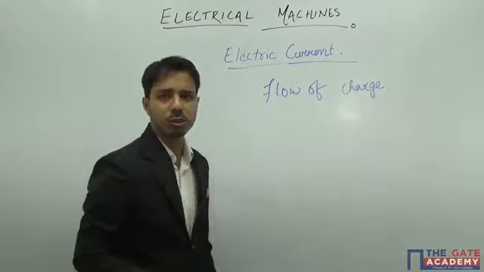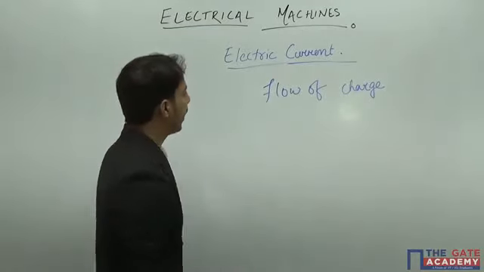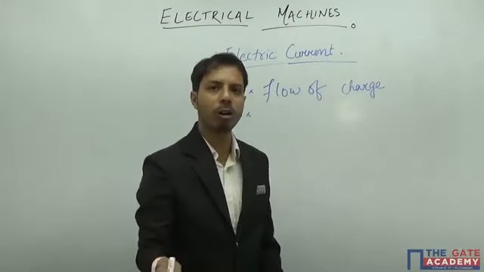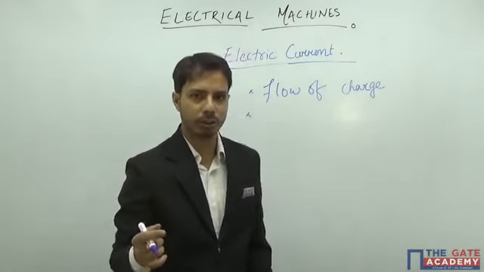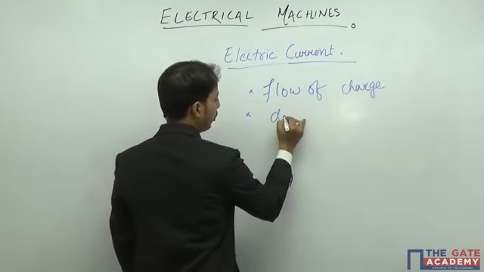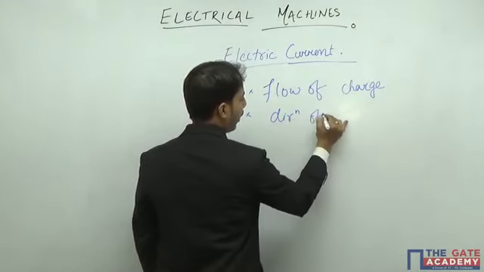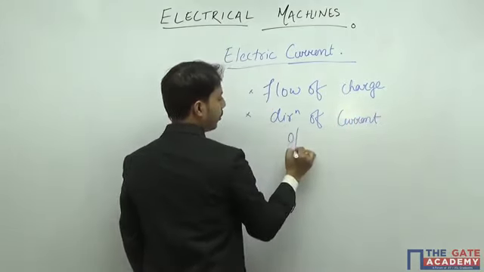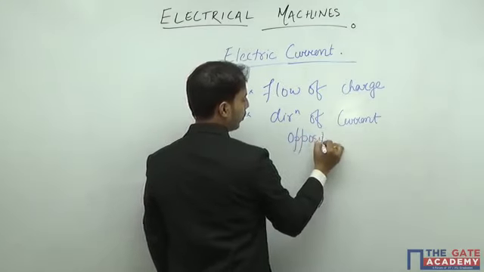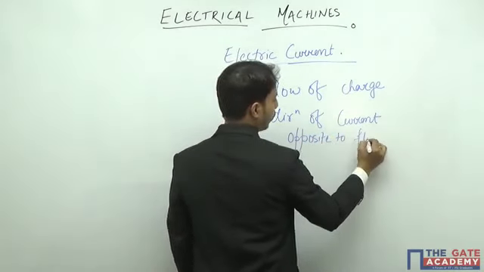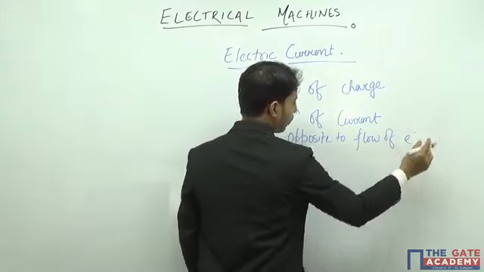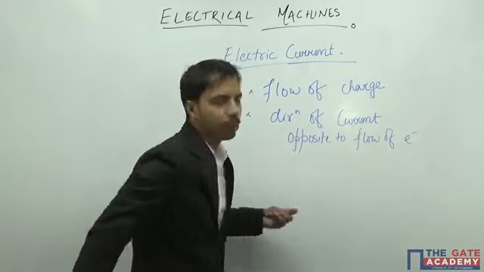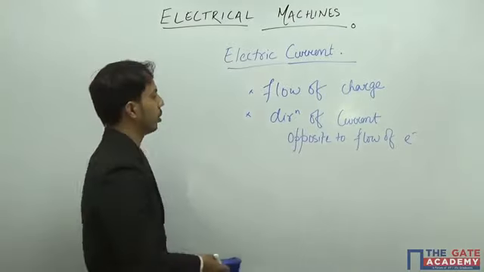Now what charges flow? We know that electrons flow. But you see, the direction of electric current will be opposite to the flow of electrons. So the direction of current is opposite to the flow of electrons. I know most of you, or I hope all of you, know this, but I'm just going through these basic topics.